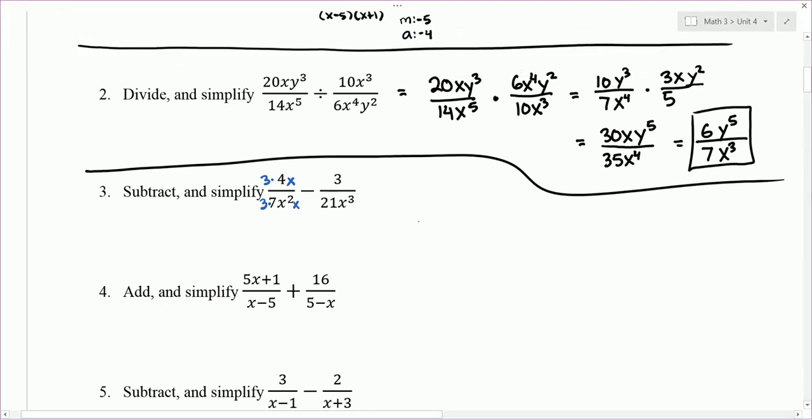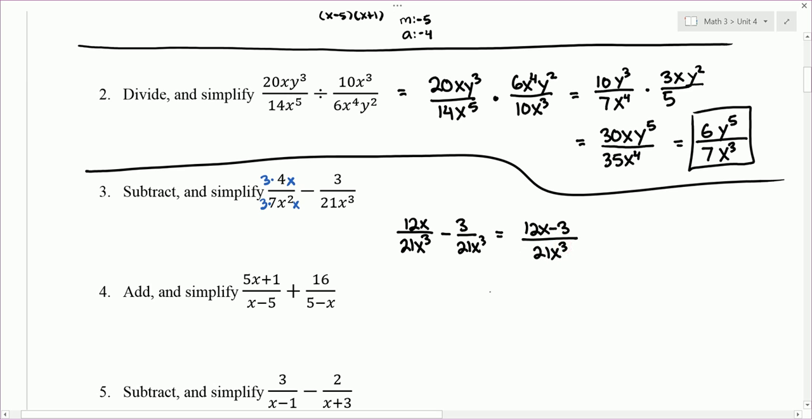So 3 times 4 is, we have 12x over 21x cubed minus 3 over 21x cubed. When you're subtracting and you have a common denominator, you only subtract the numerators. So 12x minus 3 over 21x to the third.